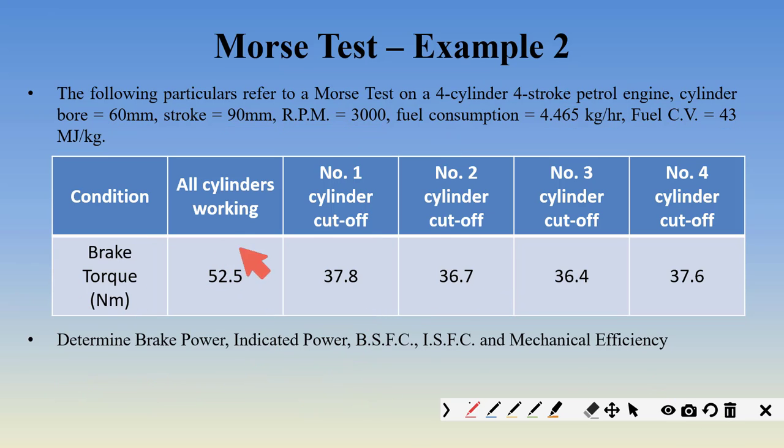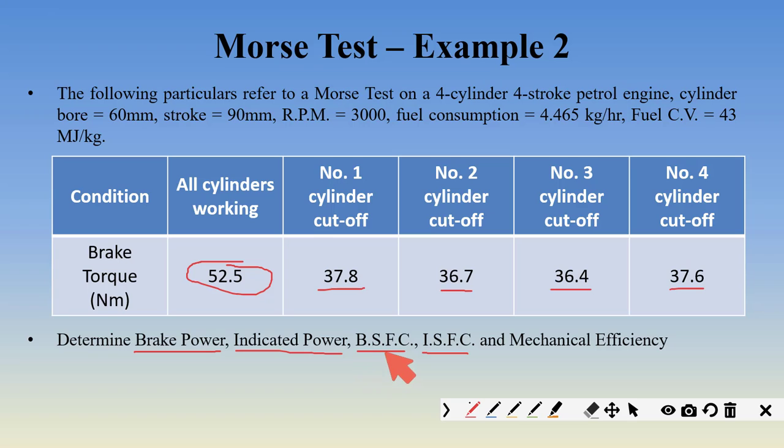So what have they given us? When all cylinders are working, the brake torque is 52.5. When first cylinder is cut off, it is 37.8, for second cylinder 36.7, third cylinder 36.4, and for fourth cylinder 37.6. So these are all brake torques. Just multiply it by 2 pi n upon 60 and you will get the brake power for each of these conditions. What are they asking us to find? They are asking us to find the brake power, the indicated power, the BSFC, the ISFC.